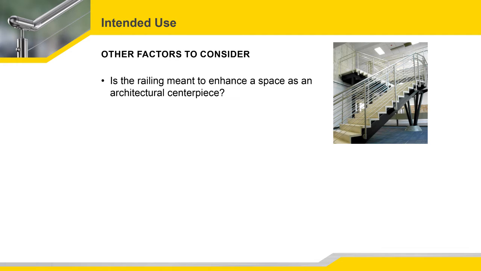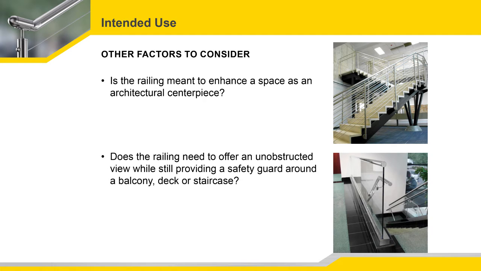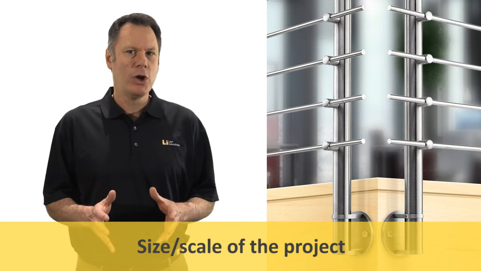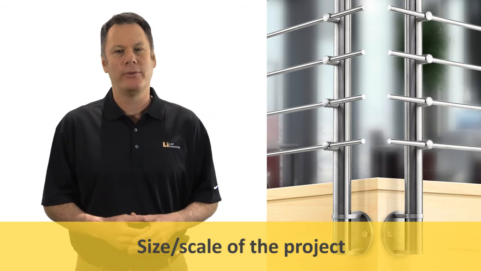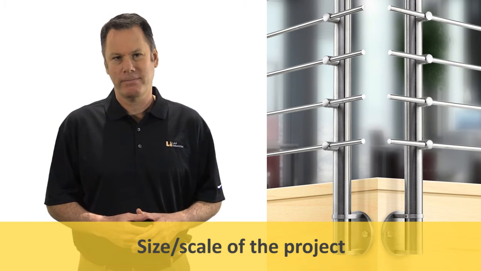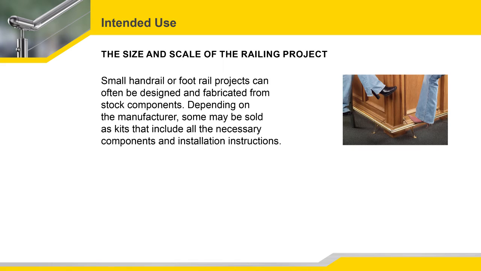Is the railing meant to enhance a space as an architectural centerpiece? Does the railing need to offer an unobstructed view while still providing a safety guard around a balcony, deck, or staircase? The size or scale of a project could influence the type of materials or fabrication methods used. For instance, small handrail or footrail projects can often be designed and fabricated from stock components.